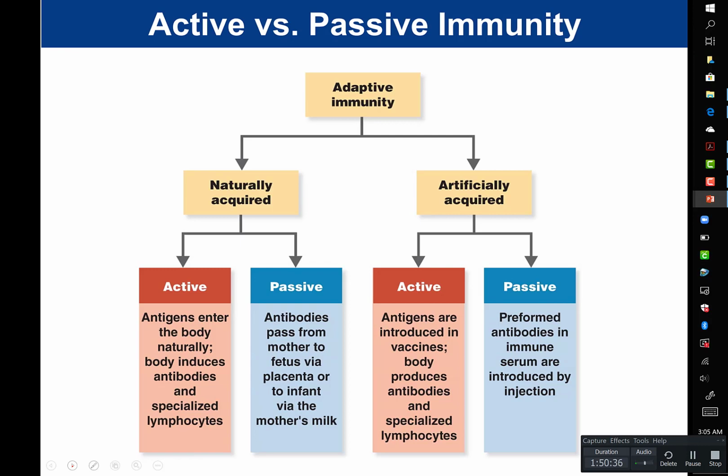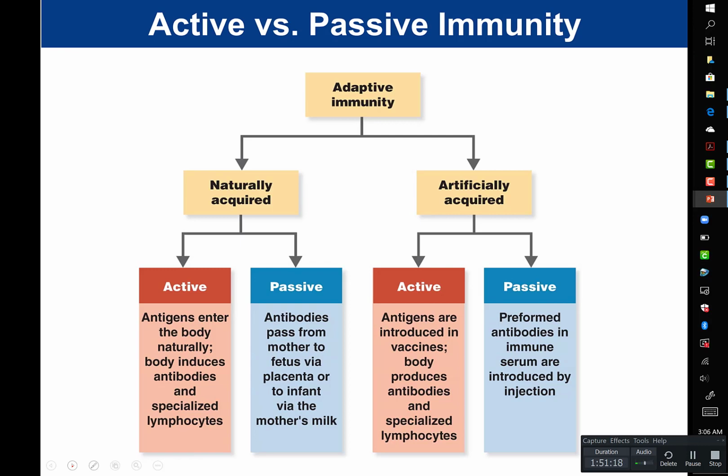We can have artificially acquired adaptive immunity. We can have artificially acquired active immunity, and that is where the antigens are introduced in vaccines, right? When the antigen is introduced artificially, it's going to stimulate an immune response, and it's, again, going to generate that memory component. We can have artificially acquired passive, and this is where preformed antibodies are injected into the body.